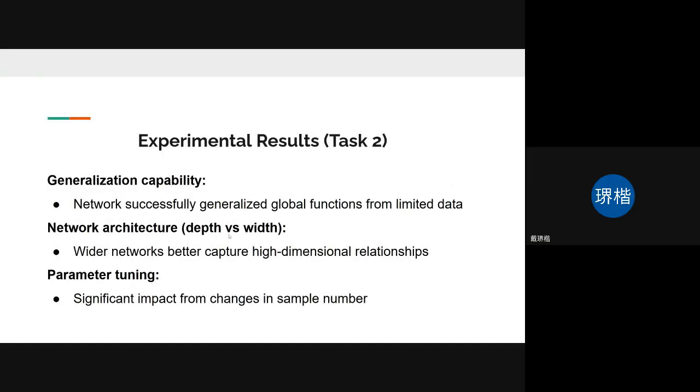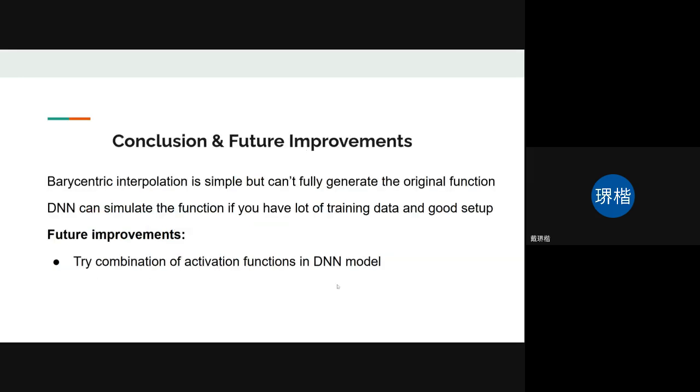Then the experimental results. Generation capability: the network successfully generates the global function from limited data. Deeper networks do better, since they better capture high dimensional relations. Parameter tuning has a significant impact, as does the change in sample number. Correct. Conclusion and further improvement.